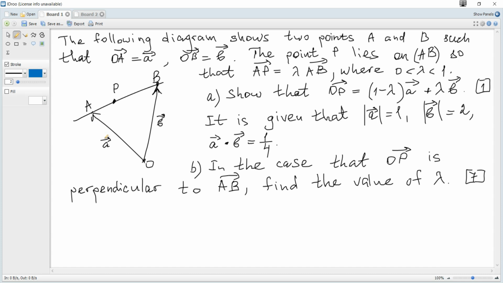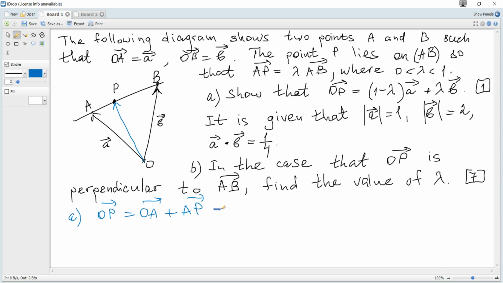So we should consider the triangle rule for the sum to represent vector OP in terms of OA and AP. Also, it can be represented as OB plus PB. So, according to the triangle rule for the sum, vector OP is OA plus AP. Or it's also OB plus BP.